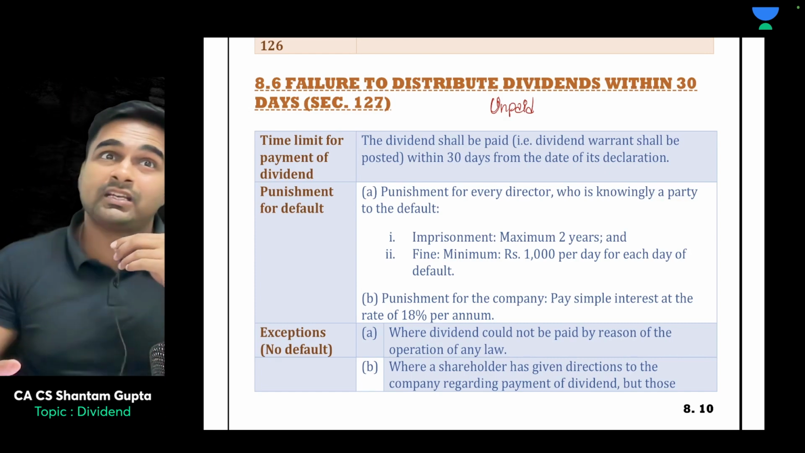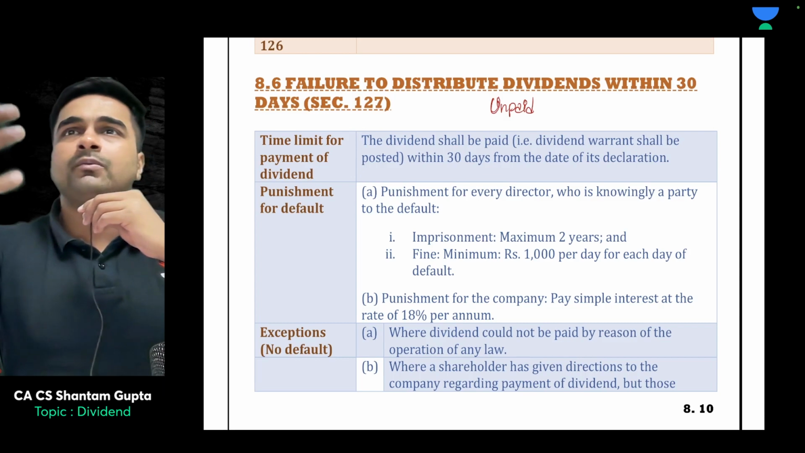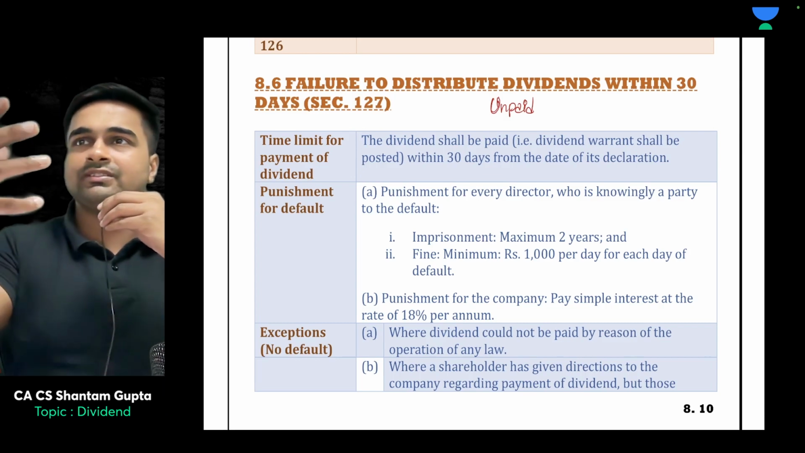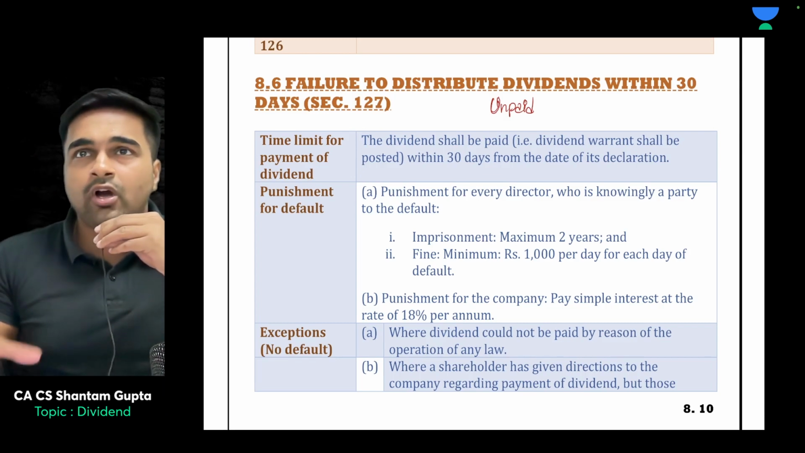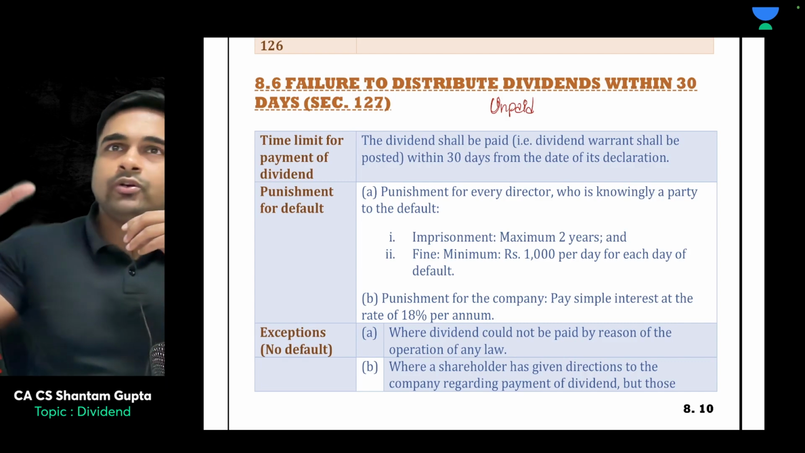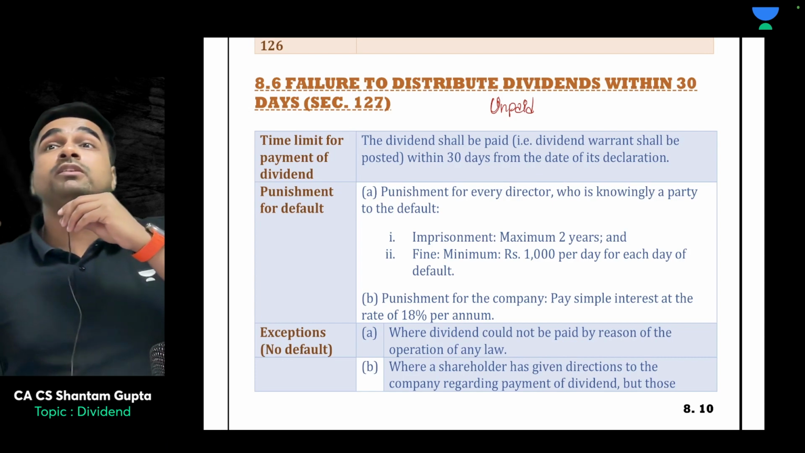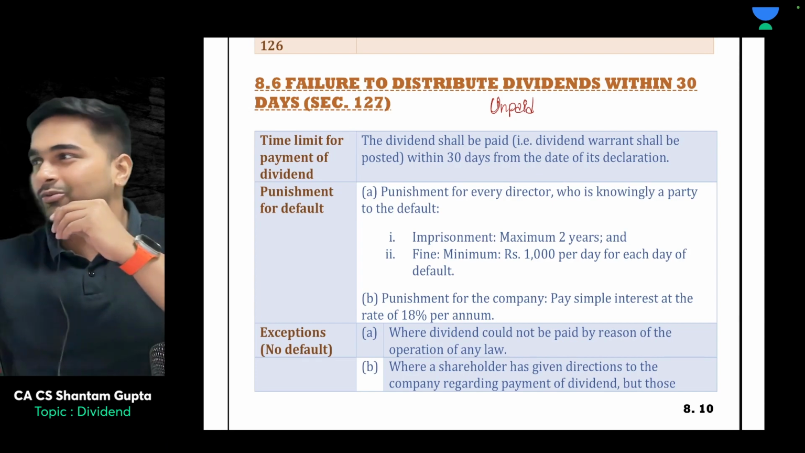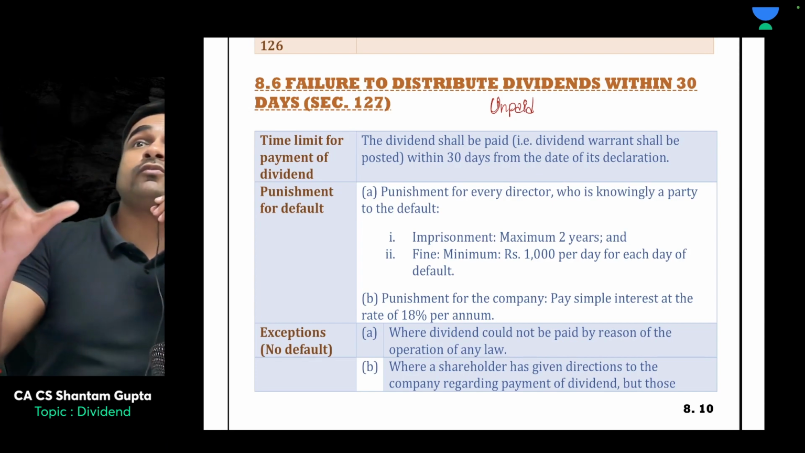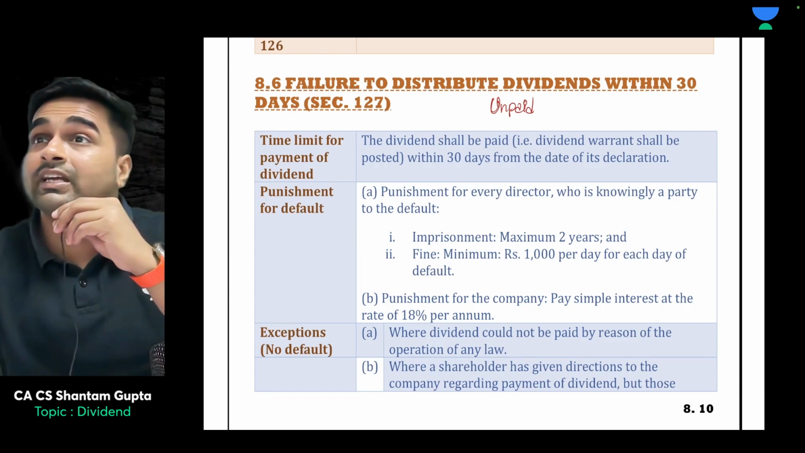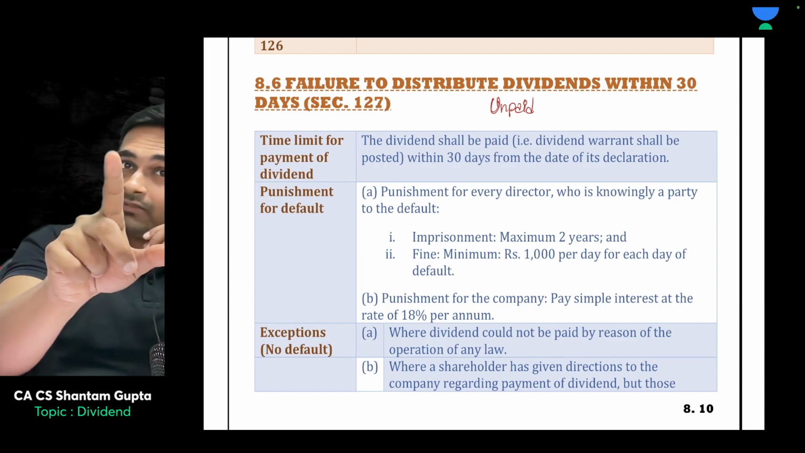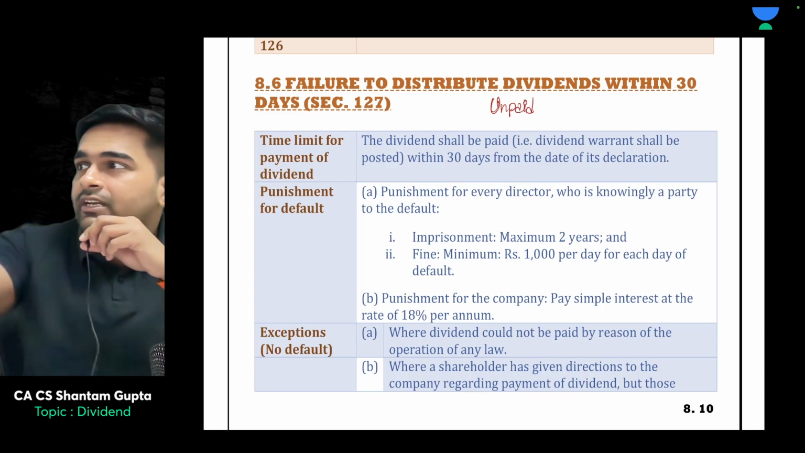Now here what is happening? What do you feel is a more heavy offense? Not paying dividend or not claiming dividend? Not paying dividend. So if you don't pay dividend, there is an interest of 18% involved. Understood? 18 and 12. 18% if the company is defaulting in paying dividend.